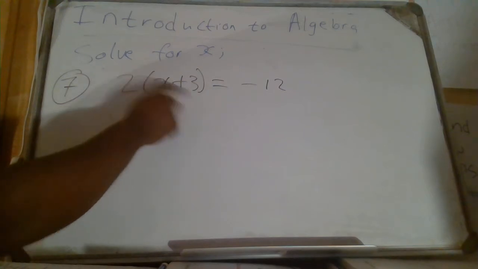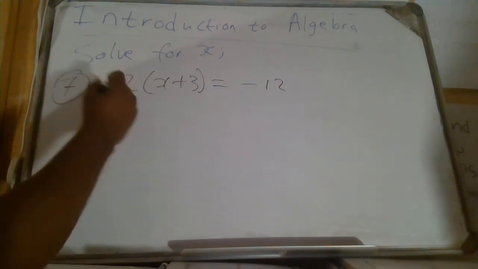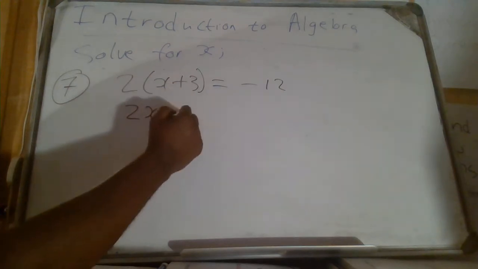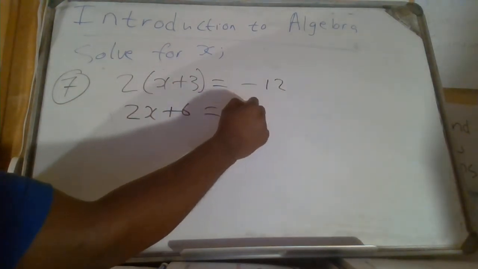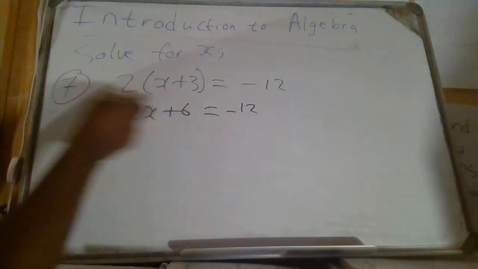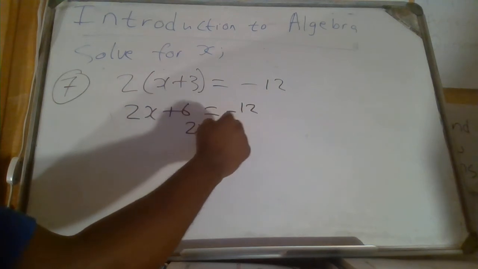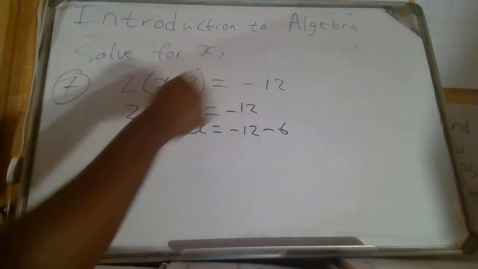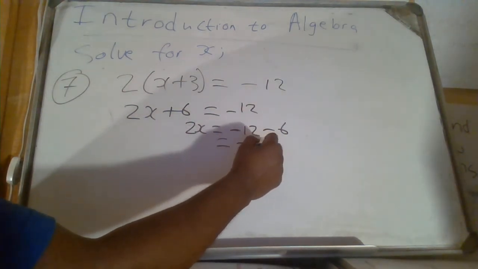Because if there was something that you could do inside the bracket, we would have started with that in terms of BODMAS, but there's nothing. So we'll start with outside. So this multiplied by this, we're going to get 2x. And this multiplied by this is going to be plus 6, which is equal to minus 12. And then this one is transpose now. So it's 2x is equal to minus 12 minus 6 now, because this 6 is going to this side. And then minus 12 minus 6 is going to be minus 18.